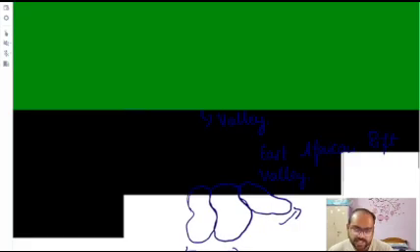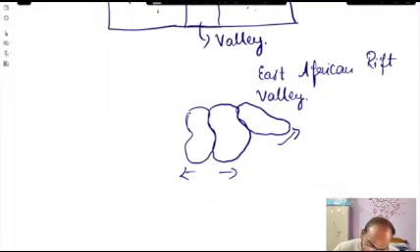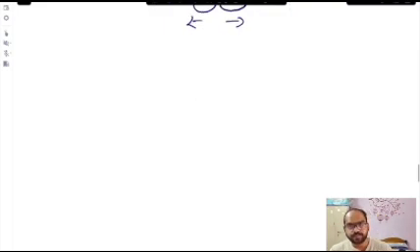Okay, East African Rift Valley. Locate the East African Rift Valley in your atlas, and there are certain important lakes surrounding it, like Lake Victoria and Lake Malawi, and there is a desert also. I can't remember its name. Something that starts with O, I think. So locate those rivers also.